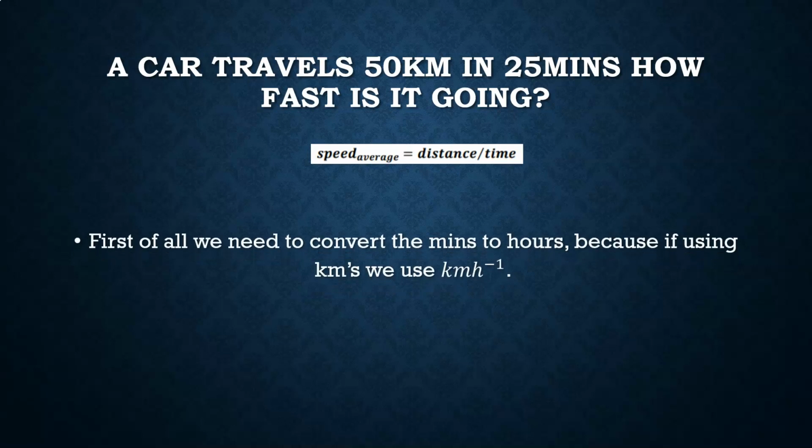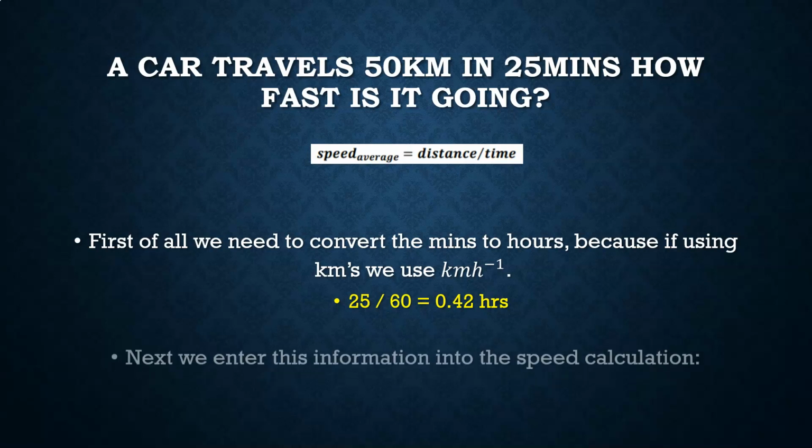First of all, we need to convert minutes to hours because we're looking at kilometers and it's always kilometers per hour. It's not kilometers per minute. Our universal unit is kilometers per hour if we're using kilometers. So we need to convert minutes to hours. We did this just now. We're looking at that 25 minutes divided by 60 is 0.42 hours.